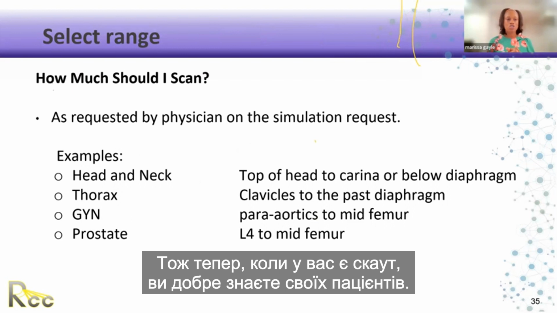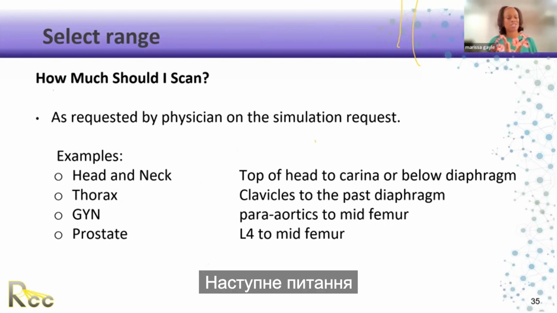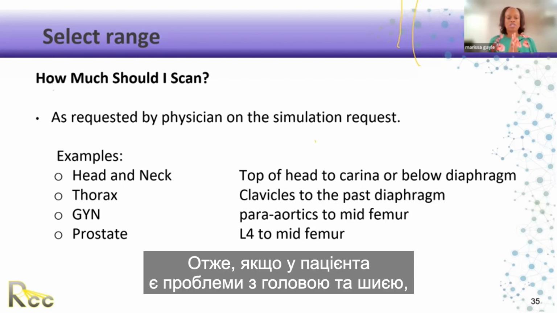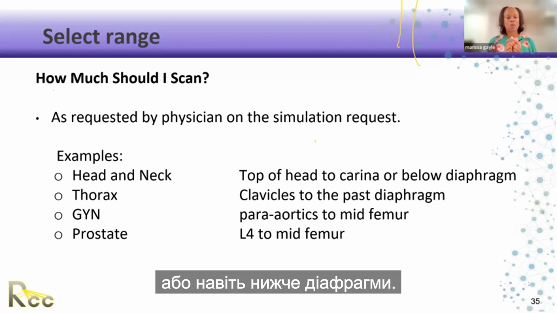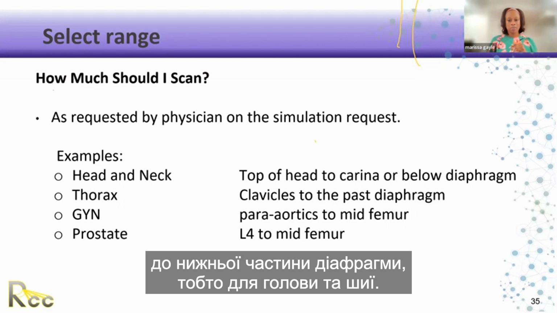So now that you've gotten your scout, you know that your patient's nice and straight. The next thing is, well, how much should I scan? Depending on the body part, these are some guidelines I like to use. If the patient's anywhere from the head and neck, we like to scan from the top of the head to the carina, or even below the diaphragm. It really depends, but we'll go from basically top of head to below the diaphragm. That's for our head and neck.